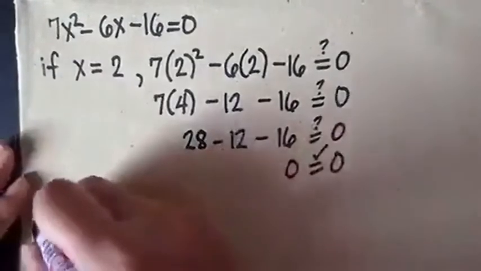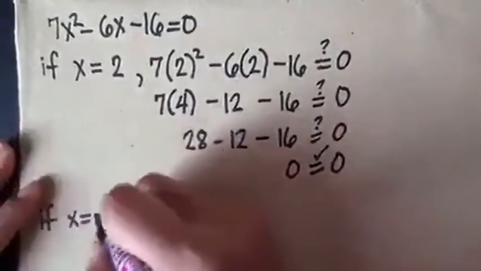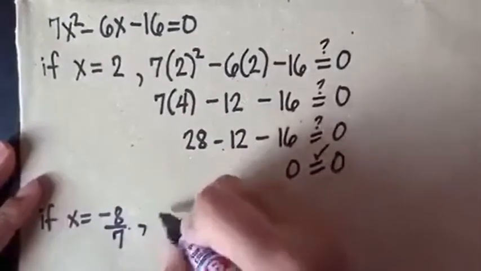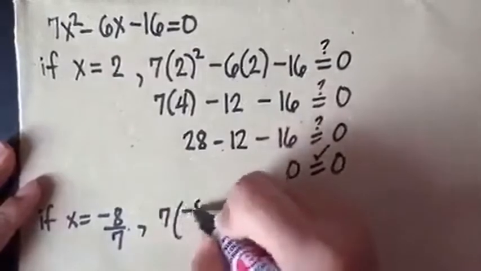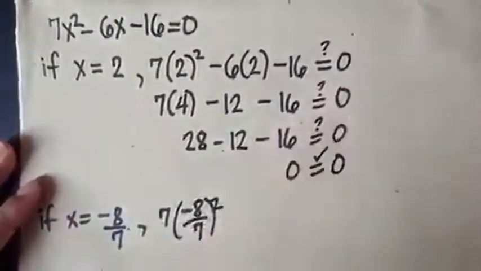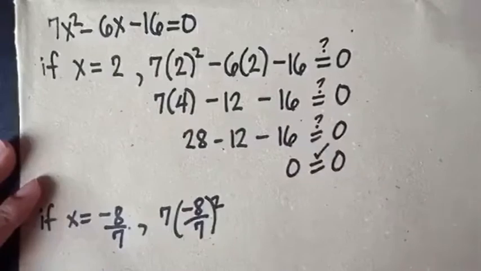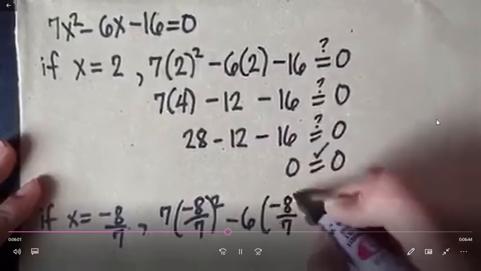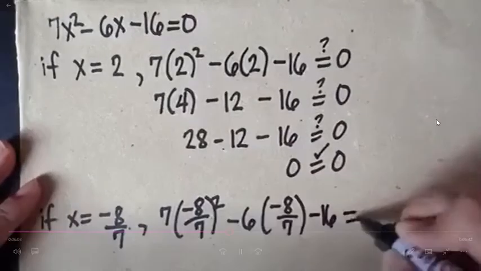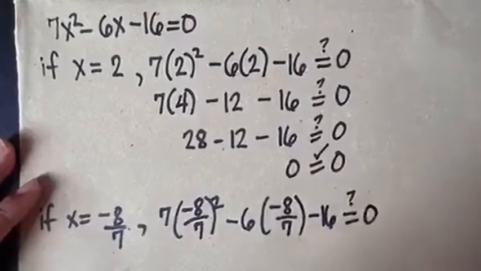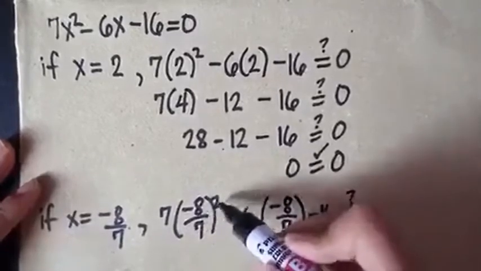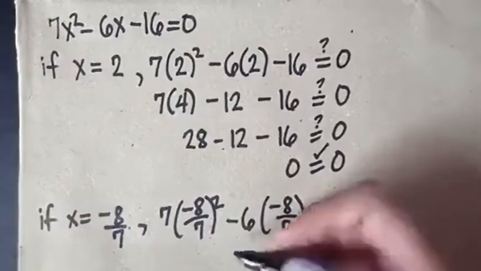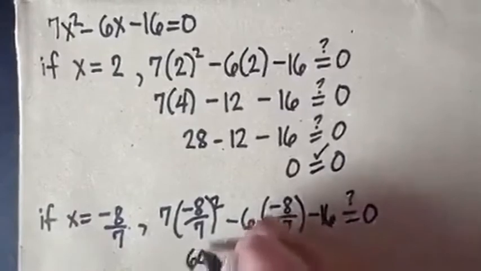Next, let us have x is equal to negative 8 over 7. So we have 7 times negative 8 over 7 squared, minus 6 times negative 8 over 7, minus 16. Is it equal to 0? So 7 times negative 8 squared over 7 squared, therefore we have 64 over 7.